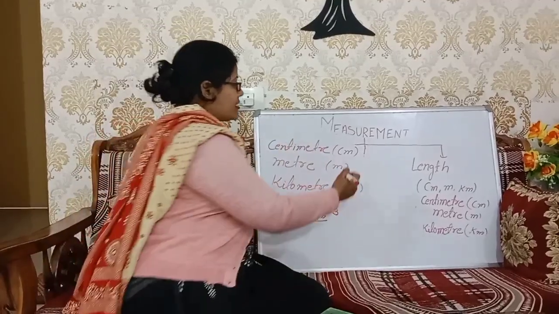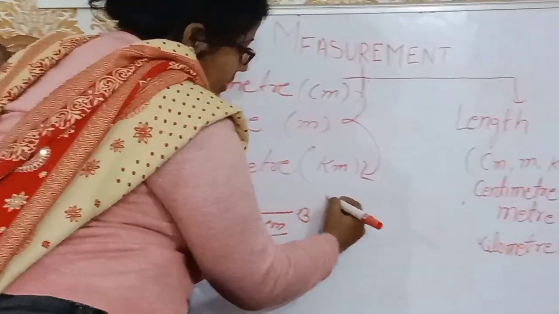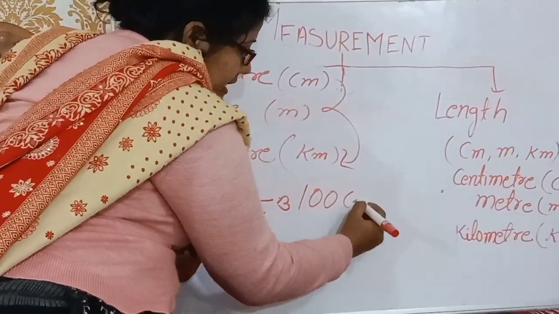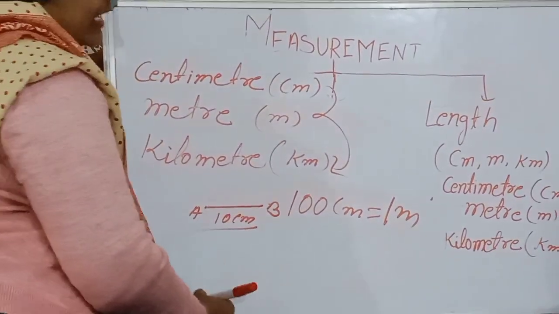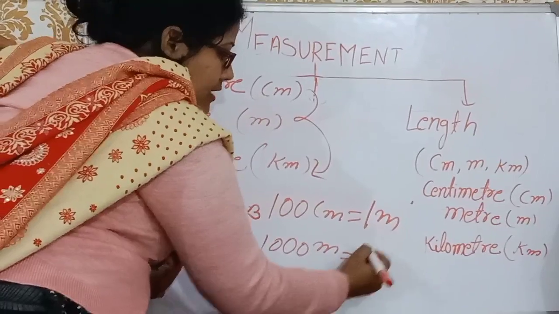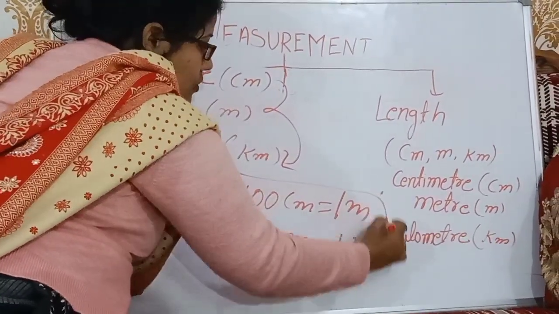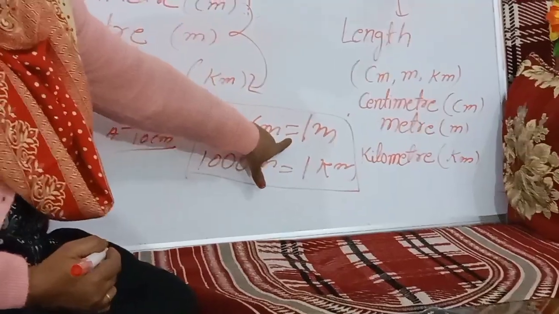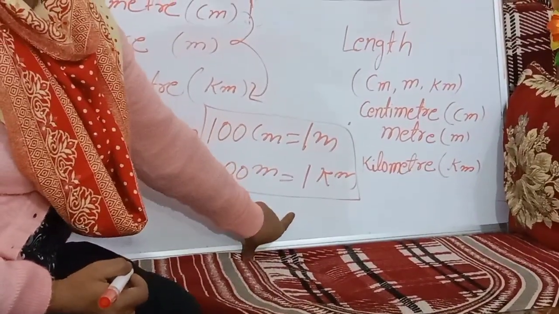And there is a relationship between these three different units. Just like here, 100 centimeter is equal to 1 meter. And children, 1000 meter is equal to 1 kilometer. Okay, so these two are very important things. 100 centimeter will make 1 meter and 1000 meter is equal to 1 kilometer.